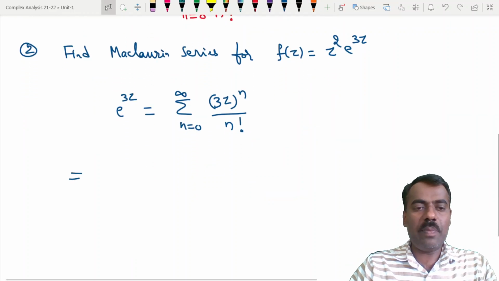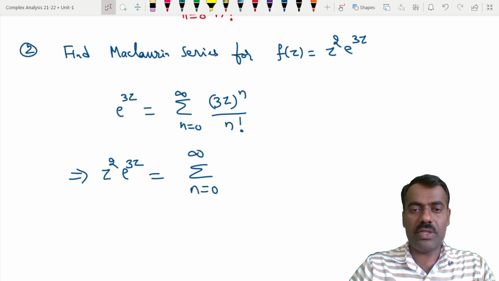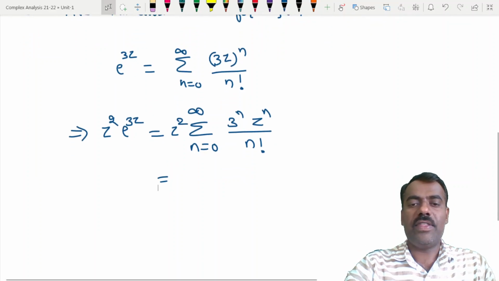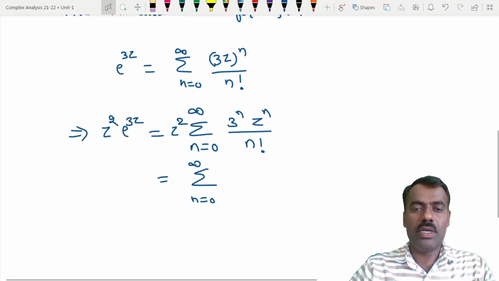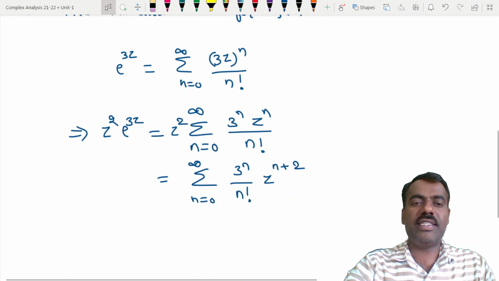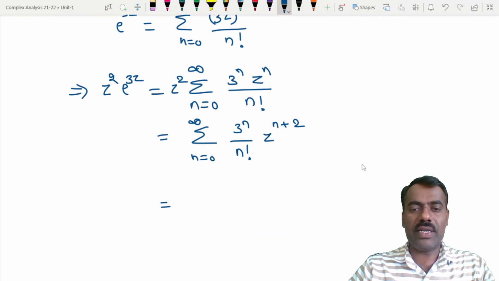Then z square times e power 3z is, you can multiply z square inside, so n is from 0 to infinity, 3 power n z power n, then you have z square here, by n factorial. If you take that inside, then it is the summation of 3 power n by n factorial into z power n plus 2. Okay, this is the Maclaurin series. Or we can stop here, or we can rearrange this one. Instead of z power n, we can write here n, then n starts from 2, then this will become n plus 2. Okay, because 0 factorial is 1 and so on.